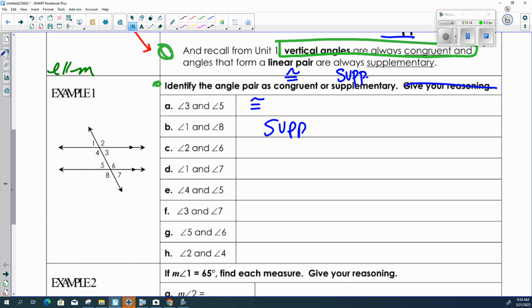Where did I leave off calling on people? Shram, C. What are angles 2 and 6? Congruent or supplementary? And they are corresponding angles. They are on the same side of the transversal and in the same position. Corbin, how about angles 1 and 7? Congruent or supplementary? Do you know what kind of angles they are? Alternate exterior angles. Ethan, how about E, angle 4 and 5?